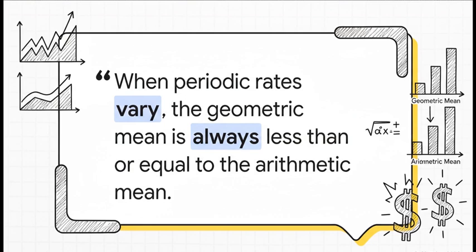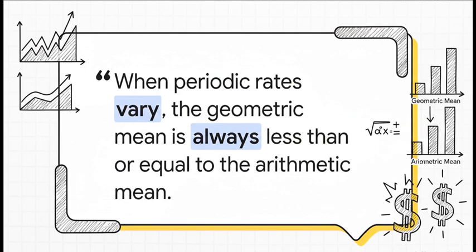And that's not a fluke. It leads us to what is basically an iron law in finance. Unless your returns are exactly the same every single year, which never happens, the geometric mean will always be lower than the arithmetic mean. And the more volatile the returns, the bigger that gap is going to be. This means the geometric mean gives you a much more realistic and, frankly, more honest picture of how an investment has actually done.